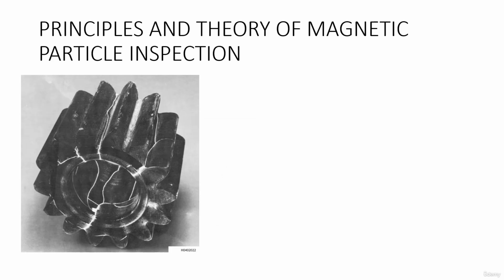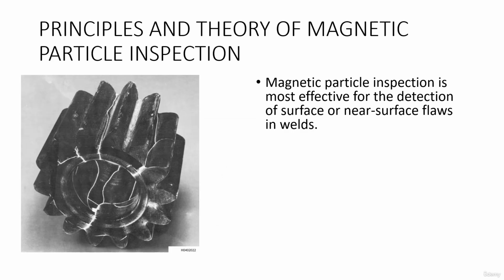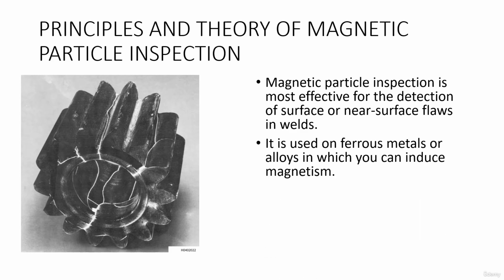Principles and theories of magnetic particle inspection. Mag particle inspection is most effective for detection of surface or near surface flaws in welds and other surfaces that we might want to inspect. It's basically a form of visual inspection, but we're using magnetism to help us find flaws, defects, and discontinuities in the surface of a ferromagnetic material.